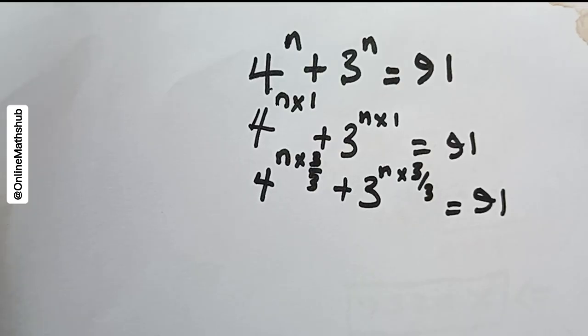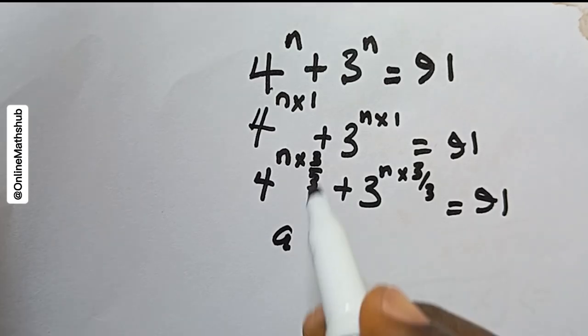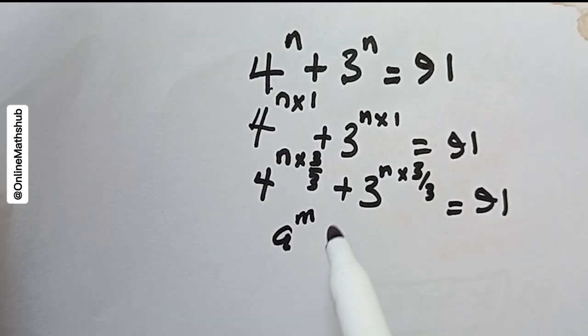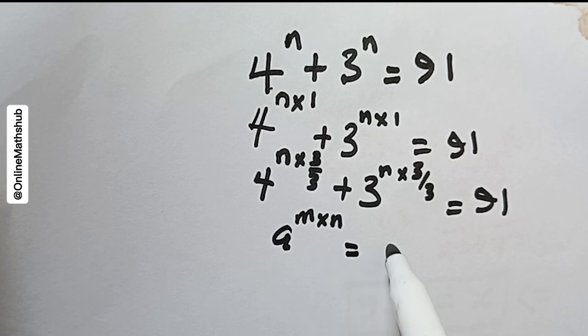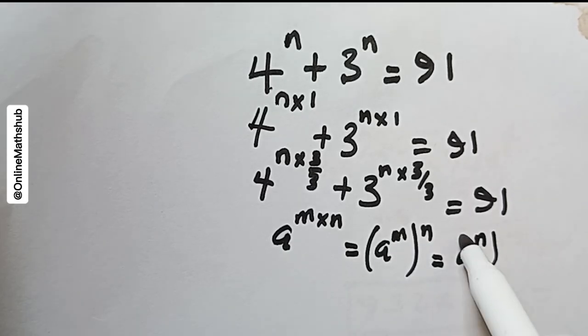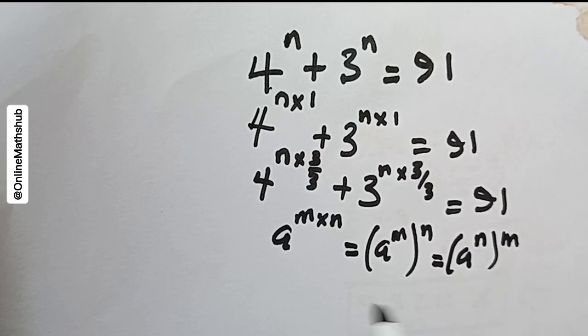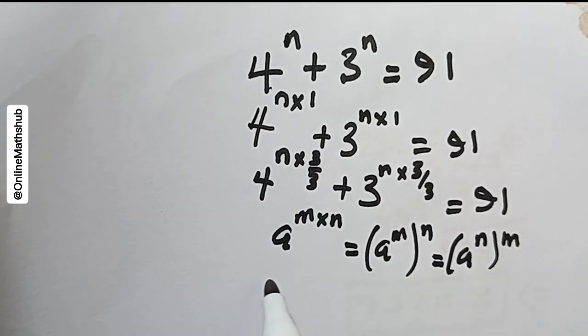Okay, and at this point I'm actually going to be using the rule of indices, which basically says that if you have, let's see, e power m multiplied by n, you can actually write this as e power m all raised to power n. Of course, you can also decide to push n inside and then bring m out. Okay, so this is what I'm going to use to simplify this.